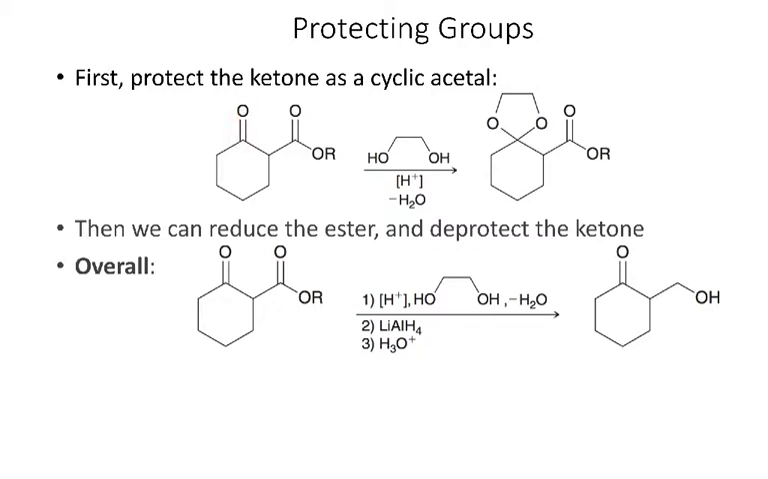And the key thing, both in the blocking groups that we saw last chapter and with the protecting groups this chapter, we need reversible processes in order for these to work. Because once I react away the ketone, I need a way to get it back. So I need a reversible equilibrium process.